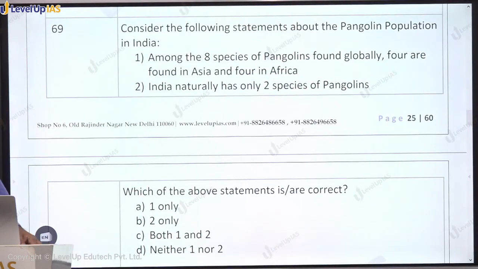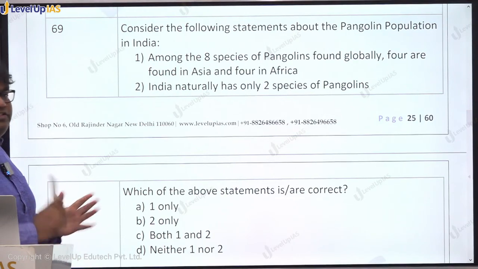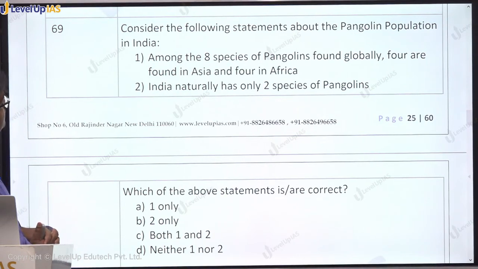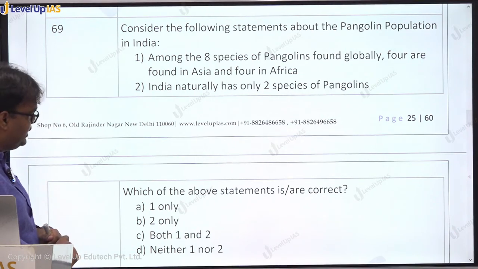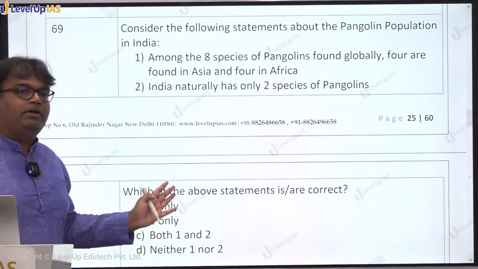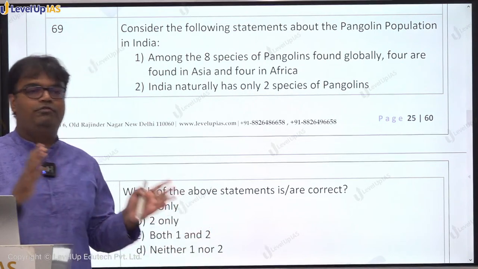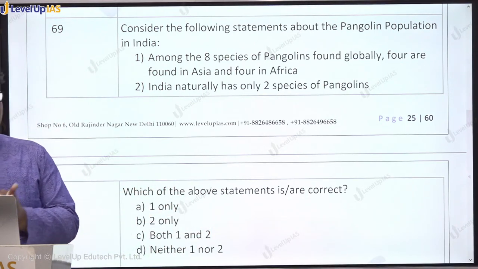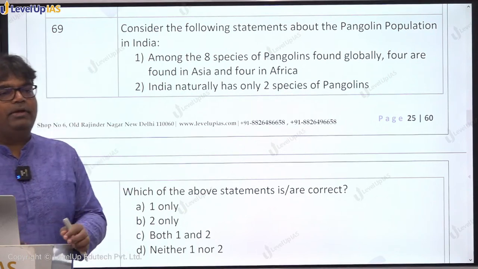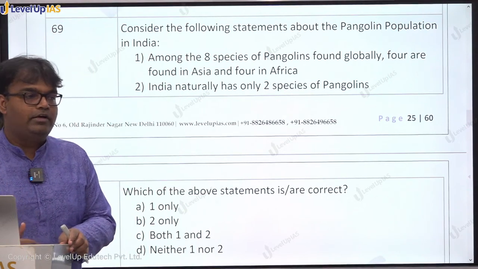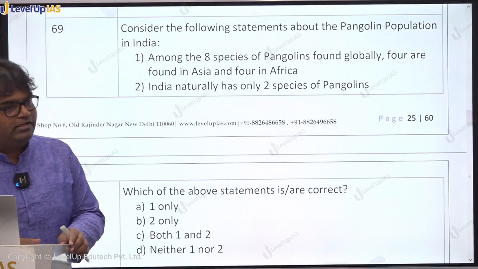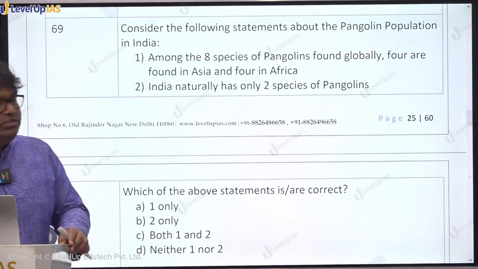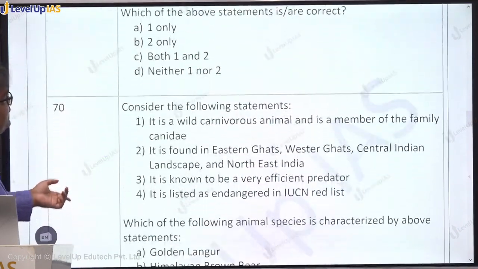69. Pangolin population in India. Raise your hand. जिसको भी आता हो ना, please raise your hand. आप बताइए. दोनों सही है. C is the answer. You mean? Yes. There are 8 pangolin species in the world. 4 are in Africa. 4 in Asia. उस 4 Asia में जो हैं, उनमें से 2, Indian pangolin and Chinese pangolin, are found in India. Right? China में सिर्फ Chinese pangolin मिलता है. बाकी Southeast Asia में there are other pangolins which are found. So both are correct. 69 ka C.